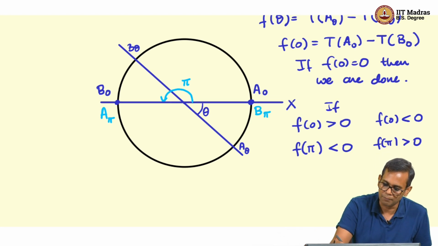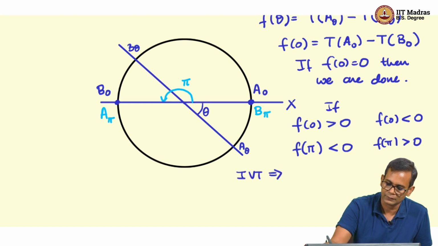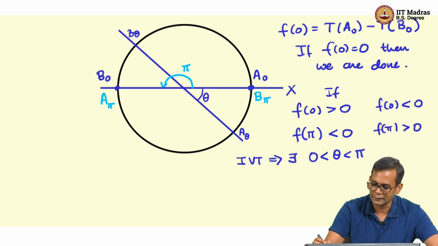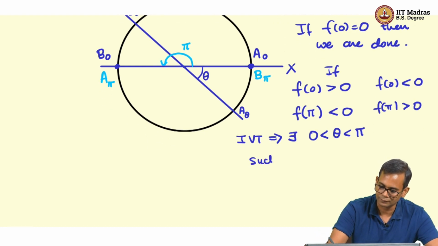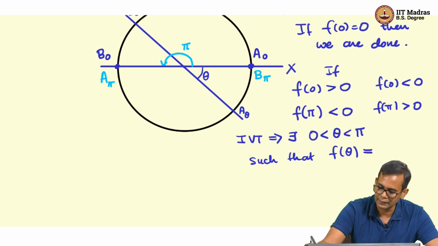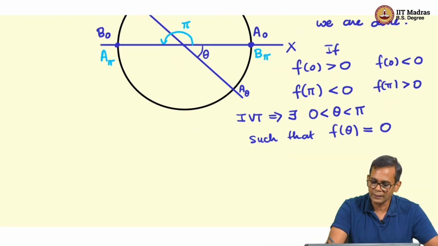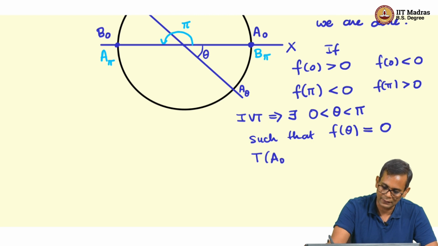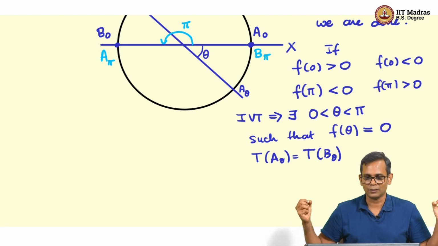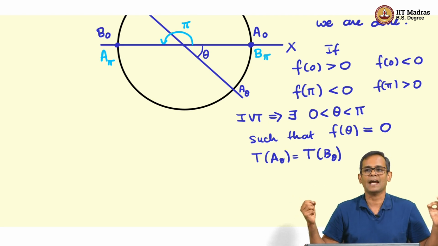And so, by the intermediate value theorem, there exists an angle theta between 0 and pi such that f of theta is equal to 0. But that just means that the temperature at A theta is equal to the temperature at B theta. And so, we found two diametrically opposite points on the equator which have exactly the same temperature.